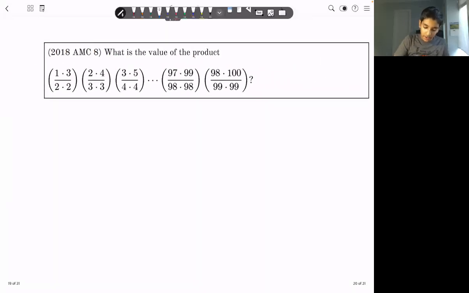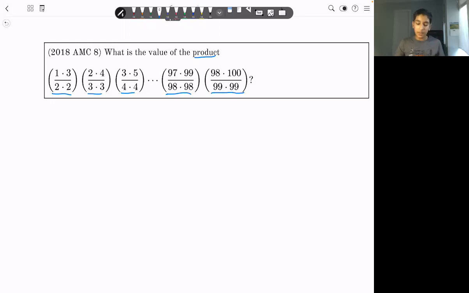So there are no questions, we'll move on to the next problem then. What's the value of the product? This is a slightly more tricky problem, so we'll try to break it down. What's the value of the product 1 over 2 times 3 over 2 times 2 over 3 times 4 over 3 times 3 over 4 times 5 over 4, dot dot dot, all the way till 97 over 98 times 99 over 98 times 98 over 99 times 100 over 99?